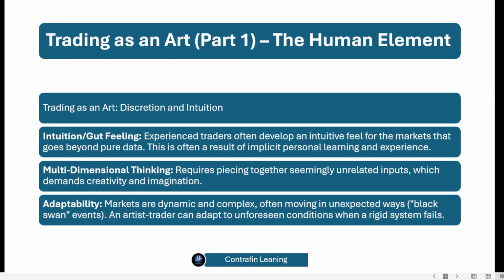Multidimensional thinking requires piecing together seemingly unrelated inputs, which demands creativity and imagination. Adaptability: markets are dynamic and complex, often moving in unexpected ways, like black swan events. An artist trader can adapt to unforeseen conditions when a rigid system fails.